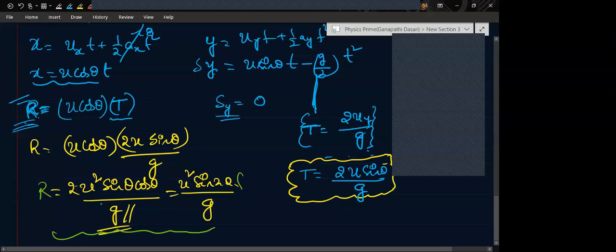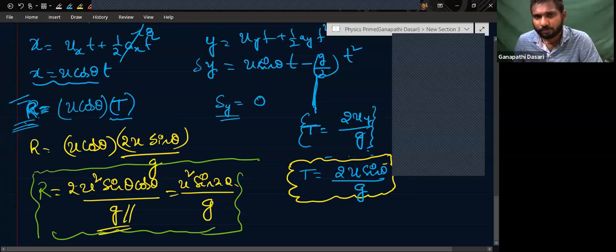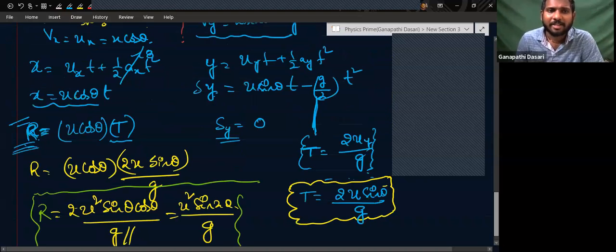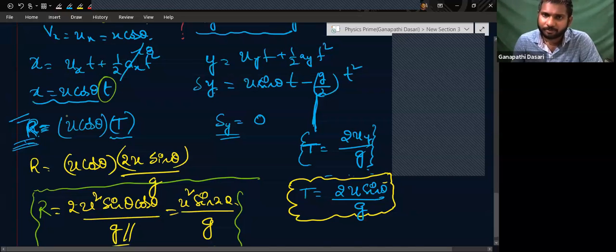By using these concepts, if you apply them, then you'll be able to solve problems easily. The range you got it, but if someone asks for x displacement, it is u cos theta into time. If someone asks for y displacement, it is u sin theta t minus g by 2 t square. If the entire motion is completed and the ball has come down again, this t will become capital T, the time of flight, equal to 2uy by g. The entire vertical displacement will be equal to 0 if the ball has come down again, and at that time the range is equal to u cos theta into T.